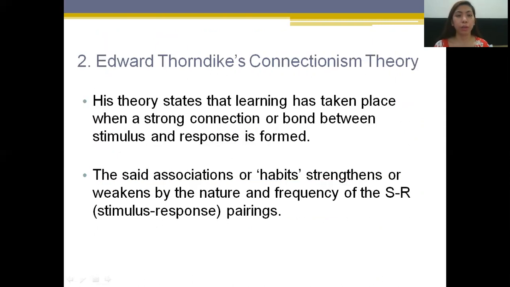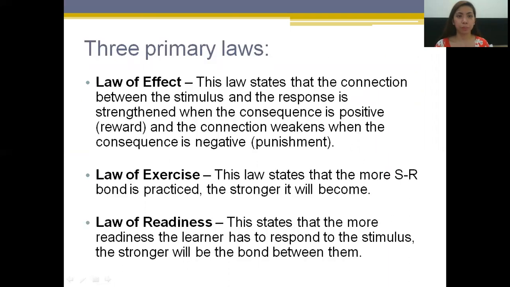Let us move on to Edward Thorndike's connectionism theory. His theory states that learning has taken place when a strong connection or bond between stimulus and response is formed. These associations or habits strengthen or weaken by the nature and frequency of the SR pairings. He stated that there are three primary laws. First, we have the law of effect, the law of exercise, and the law of readiness.